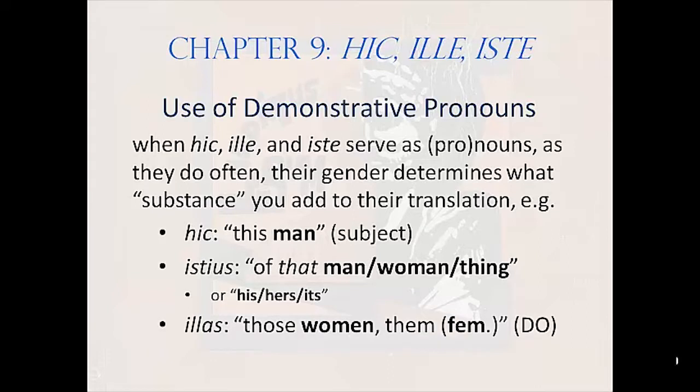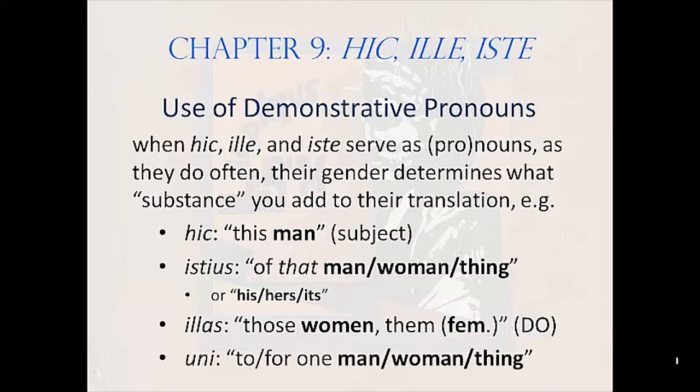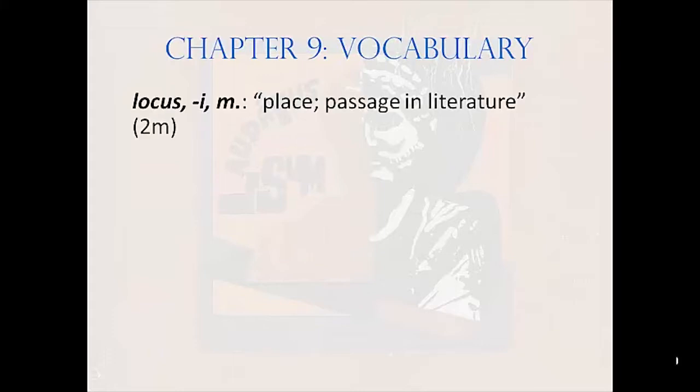Also not a word. Illas can mean "those women," or simply "them," in either case used in some sort of accusative function. Uni can mean "to or for one man, woman, or thing." Context will dictate which makes the best sense. Now that we're done with the grammar for this chapter, let's look at the vocabulary.